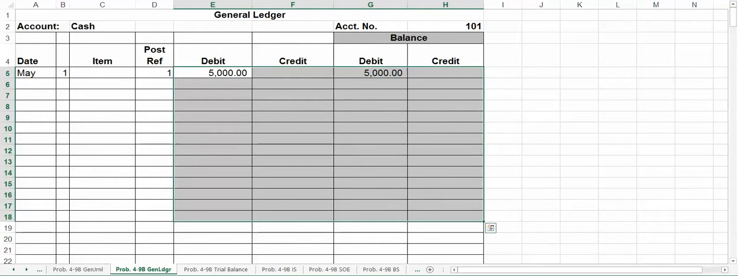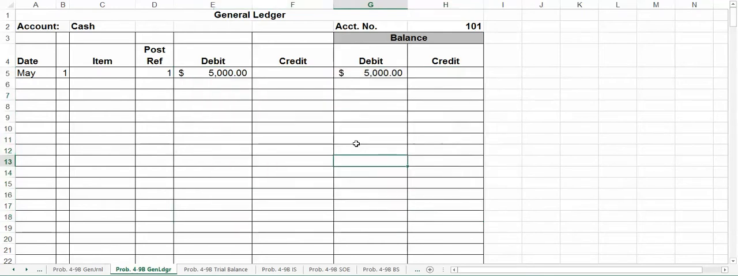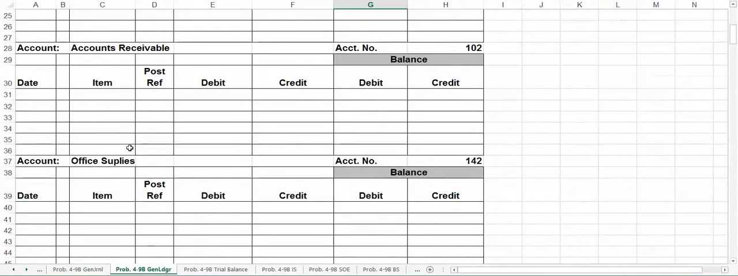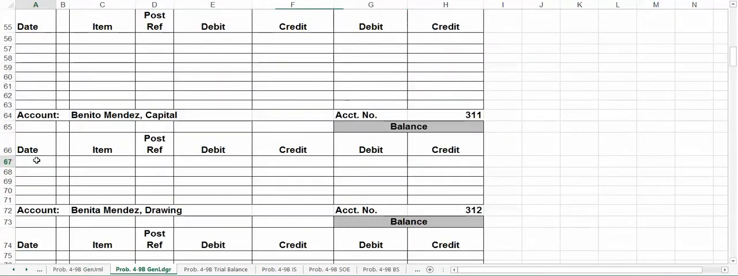This does not have to be in dollar format. It's fine with me however you have it shown, as long as you get the correct answer. So now we're going to show a credit to capital for $5,000. We're going to scroll down to the capital account, enter the date, and show a credit of $5,000. The first transaction's done, and we're just going to repeat the process.